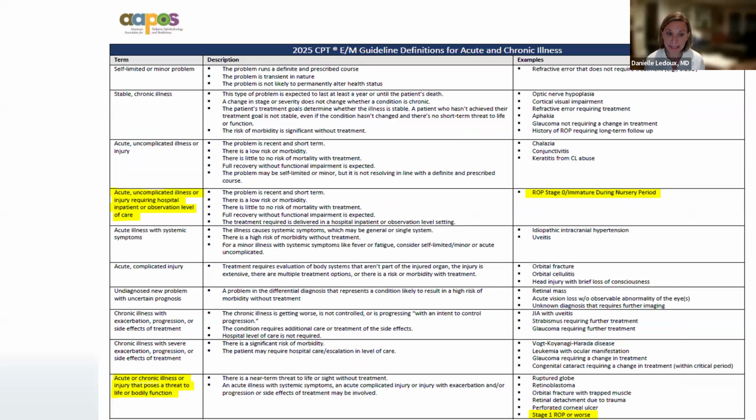If you look at the second page, we defined acute or chronic illness or injury that poses a threat to life or bodily function as anything that was stage 1 ROP or worse. Whereas an immature retina, still during the nursery period, would be an acute, uncomplicated illness or injury that did require a hospital inpatient or observation level of care, which again is related to their prematurity.